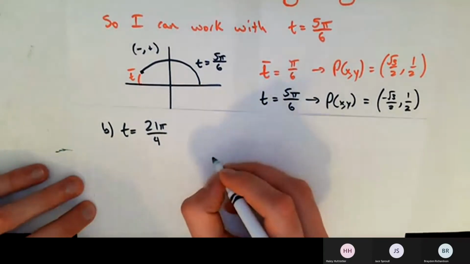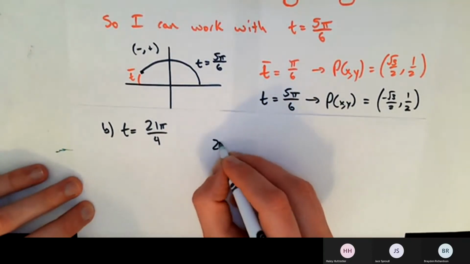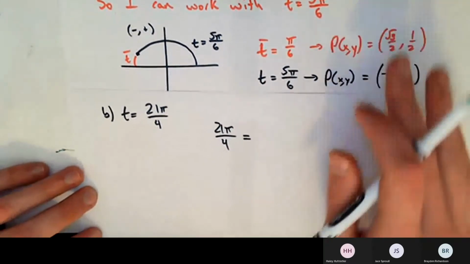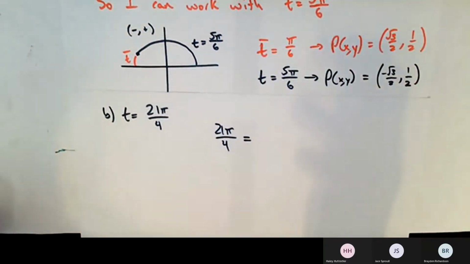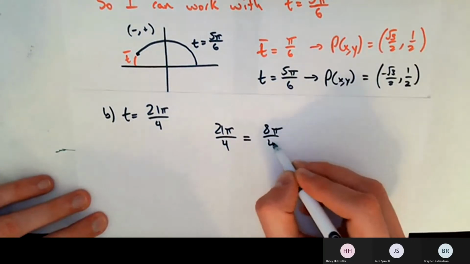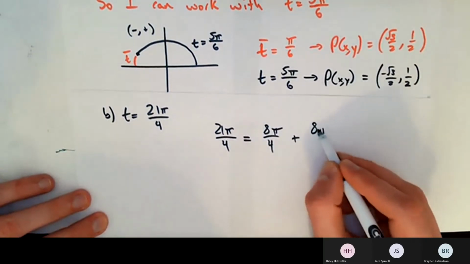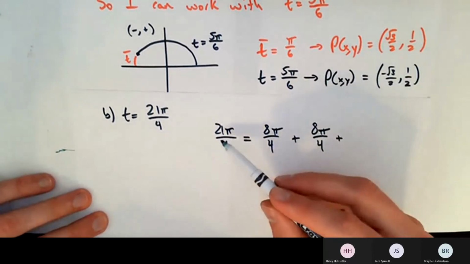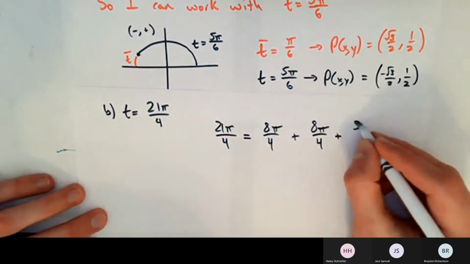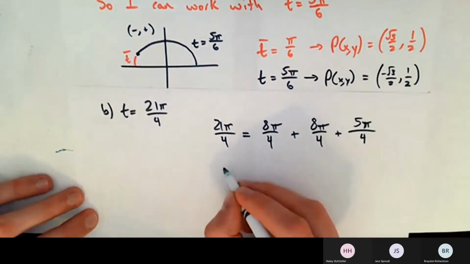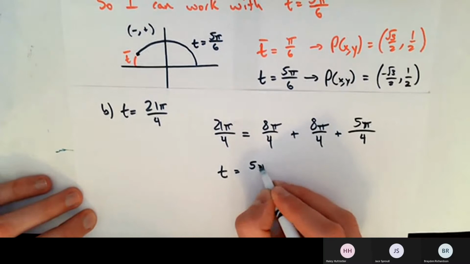21 pi over 4. I'm going to note that 21 pi over 4 is equal to, well, what does a full revolution look like in terms of pi's on 4? It's going to be 8 pi on 4, and there's going to be another one, 8 pi on 4. That's 16. To get to 21 is going to be 5 pi on 4. So really the angle I want to consider is t equals 5 pi on 4.